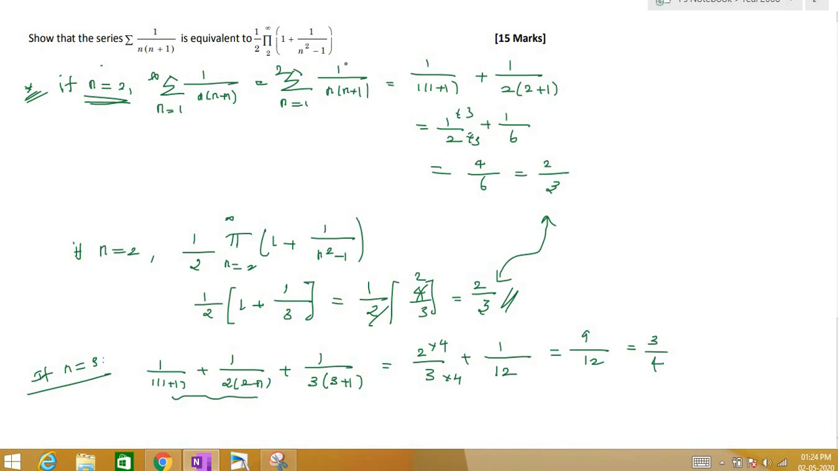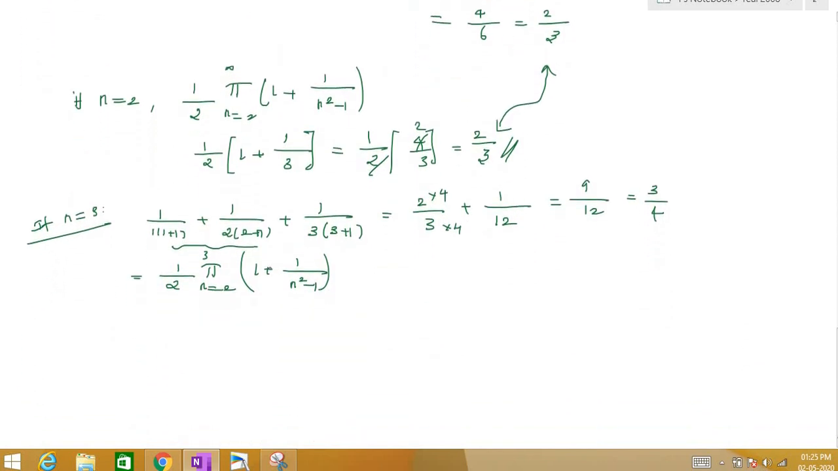So what will happen to this term? This will be equal to 1 by 2 into product of n is equal to 2 to 3 of (1 plus 1 by (n square minus 1)), right? What will happen if n is equal to 2? We have to take the product, right? So we don't add, we have product.